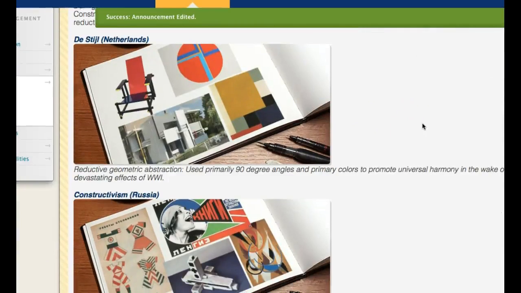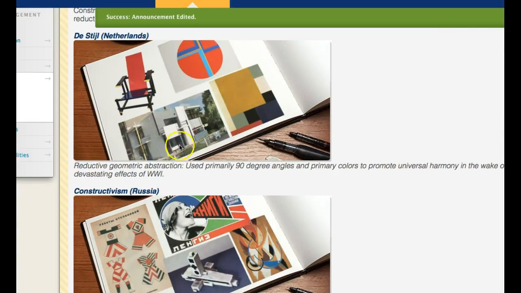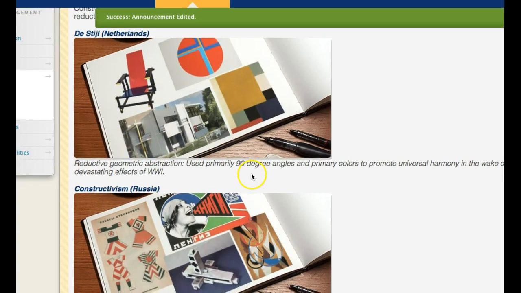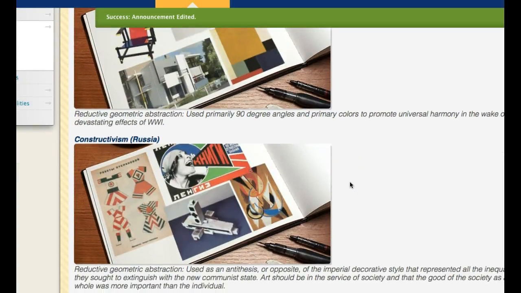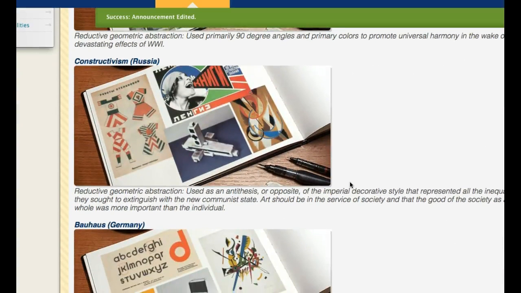De Stijl, constructivism, and Bauhaus. One thing I want to take away, the takeaways: reductive geometric abstraction was used in De Stijl primarily to achieve universal harmony in the wake of the devastating effects of World War I. Now, constructivism did the same thing, but the constructivists reduced their work to abstract geometric representation as an antithesis of the imperial decorative style that represented Russia before the revolution. So again, that was reactionary.